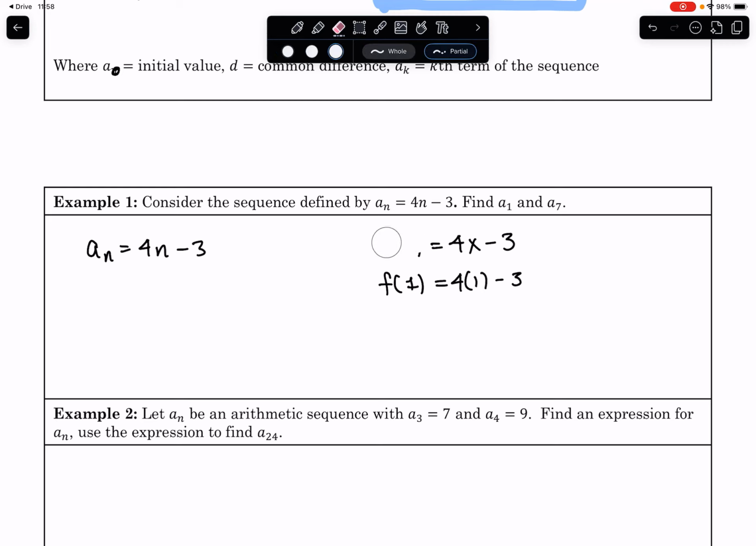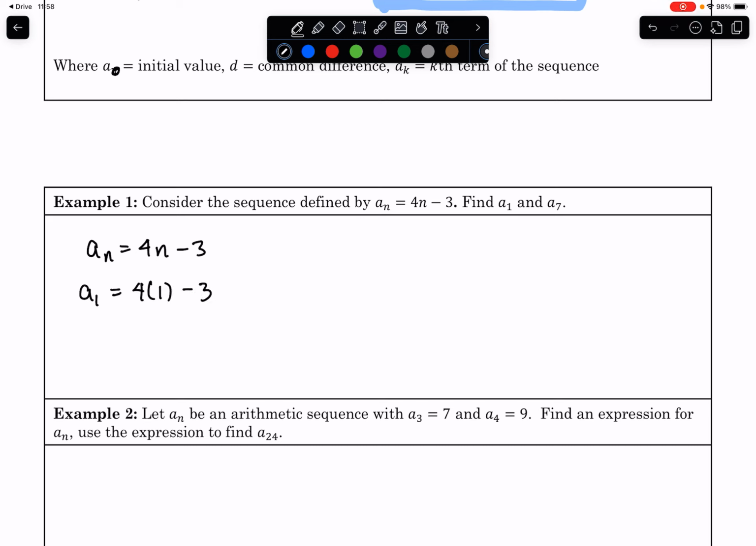Well, the same thing is happening here. To figure out what a sub 1 is equal to, we're simply going to replace the n value with 1, again this number right here into the value of n, and then simplify this expression. Well, 4 times 1 is 4, and 4 minus 3 is equal to 1. So a sub 1 has a value of 1, which means that not the initial value, but the second value, because every sequence starts with a sub 0, is going to be 1. So this is the first value in the sequence.